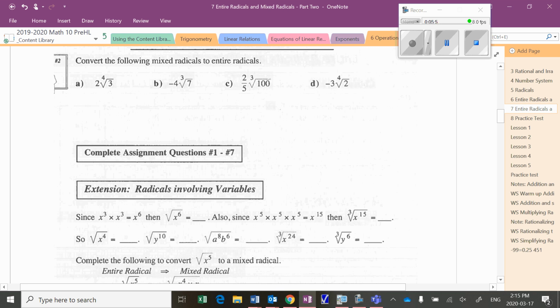So 2 times the 4th root of 3. So since our index is 4, I want to think to myself, what is 2 to the 4th? And that is 16. So we're looking at then the 4th root of 16 times the 4th root of 3, and that is also known as the 4th root of 16 times 3, or 48.